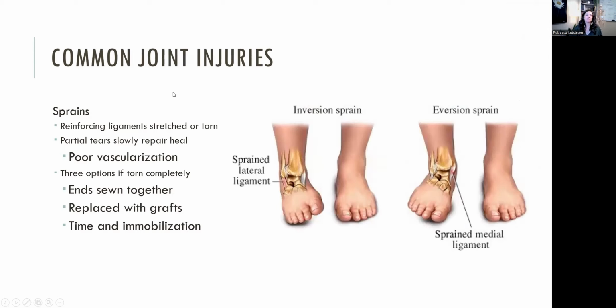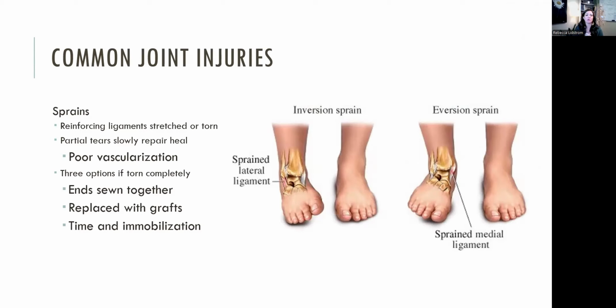All right, let's look at some common injuries that we have within joints, and you will most certainly see patients with these. The first one is going to be a sprain. And so when we have a sprain, we have a ligament that is going to be stretched or torn. And depending on how torn it is, we would grade that as a grade 1, 2, or 3 ankle sprain.